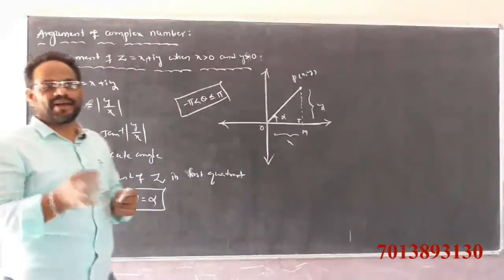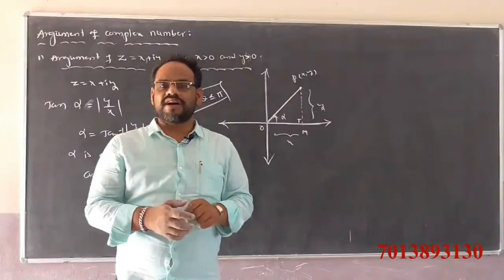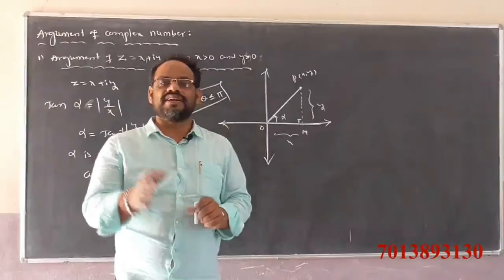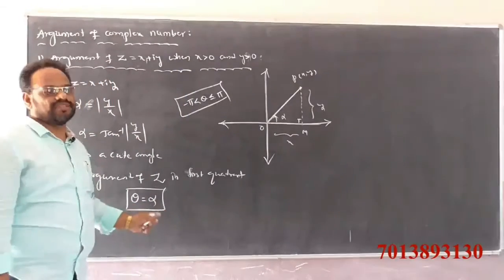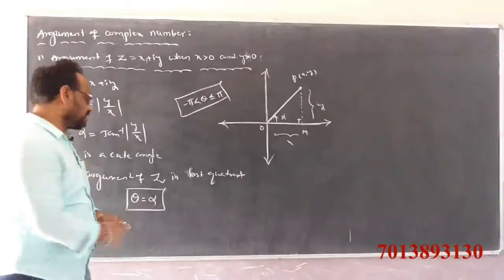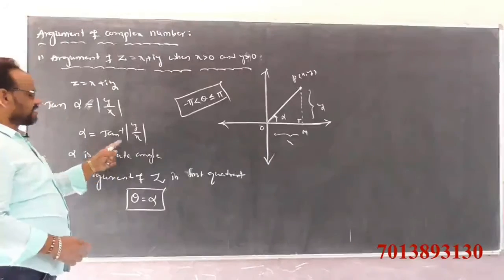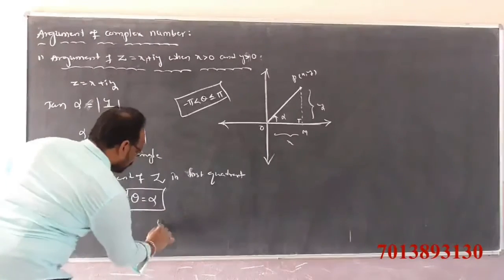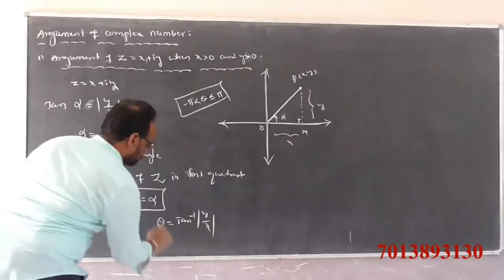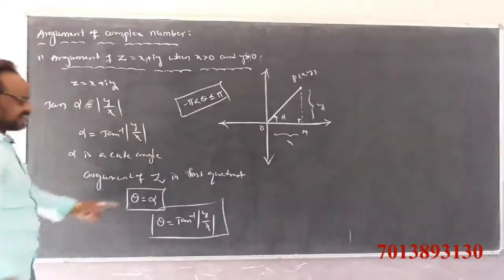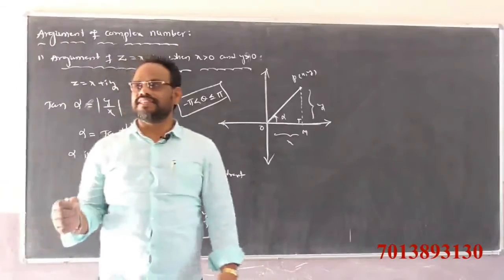When the complex number lies in the first quadrant, the argument of z is theta equal to alpha. Alpha is nothing but tan inverse of y by x. So theta is equal to tan inverse of y by x. If it is in the first quadrant, then theta is equal to alpha.